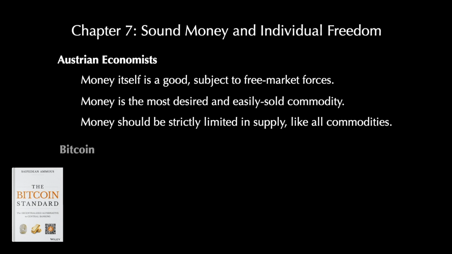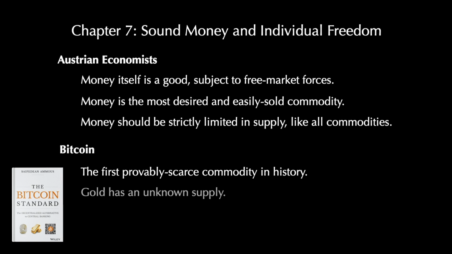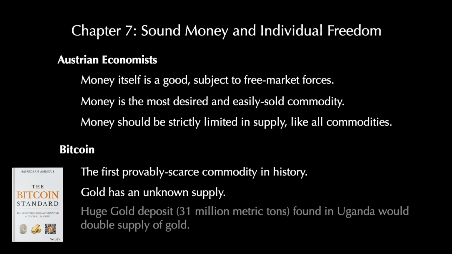Bitcoin is the first provably scarce commodity in history, which is why it is such a technological breakthrough and why it is so important. Even gold, which is the second most scarce commodity, has an unknown supply in the Earth's crust. Recently, a deposit of gold was discovered in Africa that would double the supply of gold. This can't happen with Bitcoin.